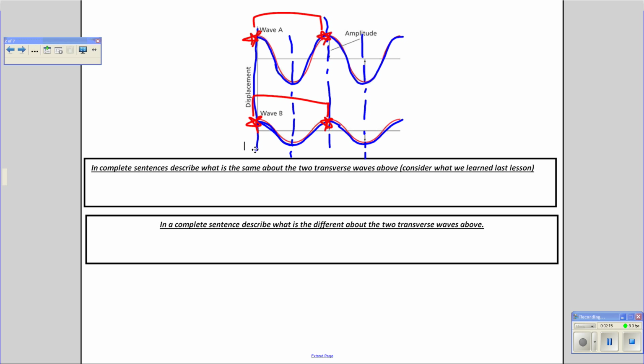Okay, so they have a different height, they get different bigness, but they get bigger at the same point. And they have the same distance between the bigness. So you might want to consider using other words, such as wavelength, okay, and displacement when you're writing your complete sentences. If you need to pause the video, you can.